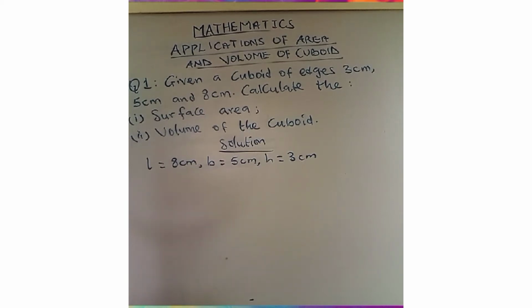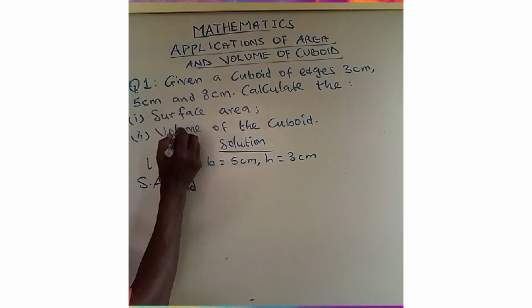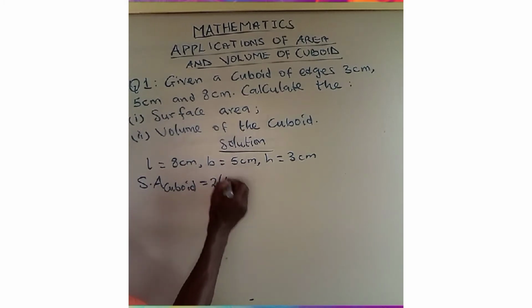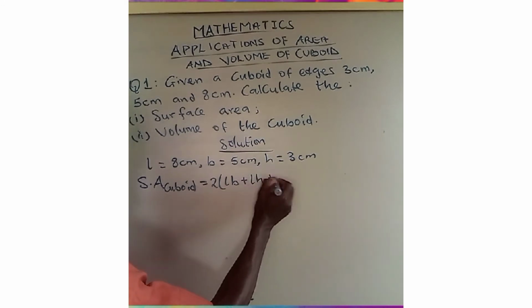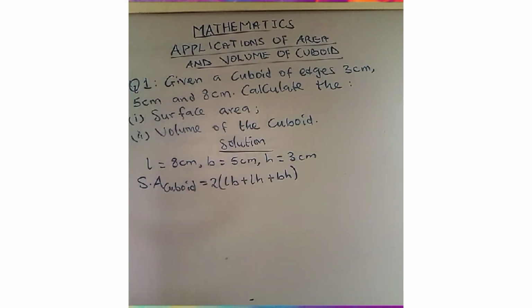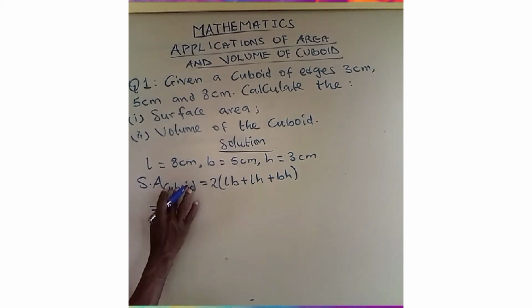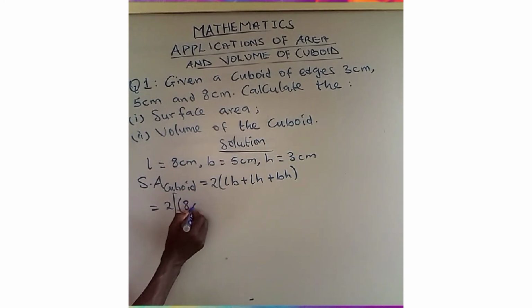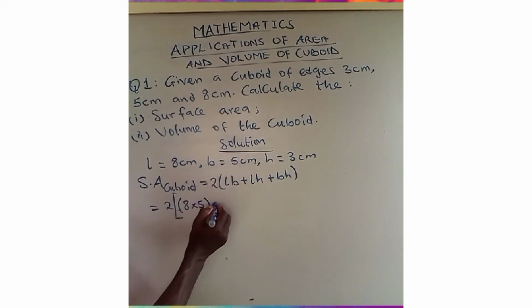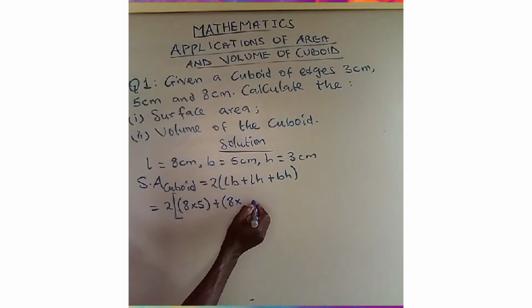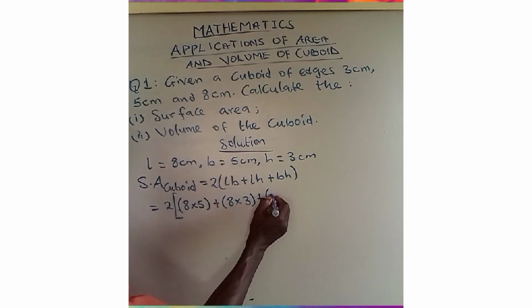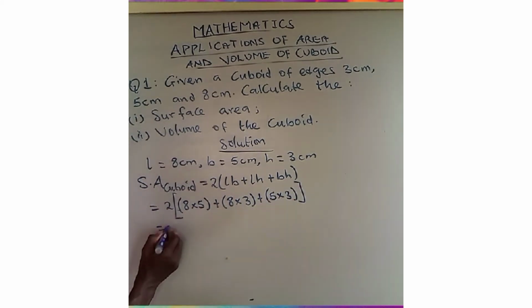Now, the first thing to do is to write the formula for calculating the surface area of the cuboid. Surface area of a cuboid is given as 2(LB + LH + BH). Now, once we know this, the next thing is to apply our formula. Then we have 2, let's open a larger bracket this way, then we have an open bracket. Our length is 8 cm multiplied by our breadth 5, then plus our length 8 multiplied by height 3, plus breadth 5 multiplied by height 3. Then close it.